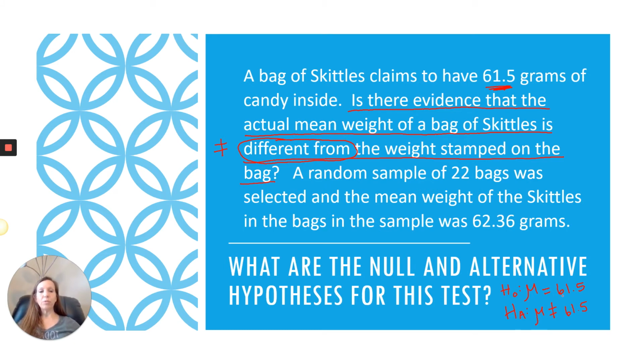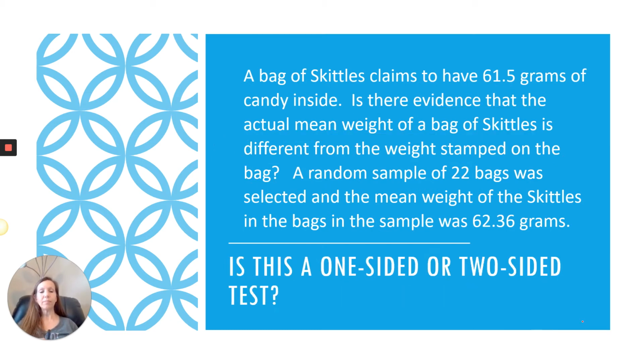So null hypothesis, mu equals 61.5. Alternative hypothesis, mu not equal to 61.5. So is this a one-sided or a two-sided test? Well, we can tell by looking at the alternative hypothesis. If it says greater than or less than, it's a one-sided test. If it says not equals to, it's a two-sided test. Ours said not equals, so that means that it is a two-sided test.